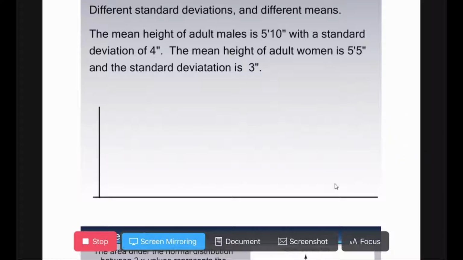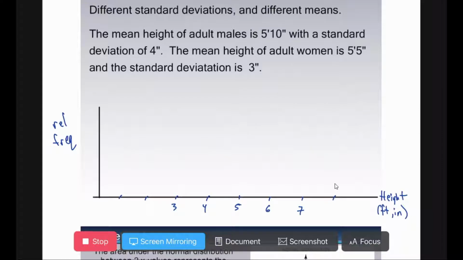Working with my graph now, I'm going to label. I'm going to have relative frequency along the bottom, and we're going to have the height measured in feet and inches. Hopefully you're familiar that the single apostrophe represents feet, and the double apostrophe, or the end quotation mark, represents inches. I'm going to pause for a moment while I fill in my axis, and then we'll continue.